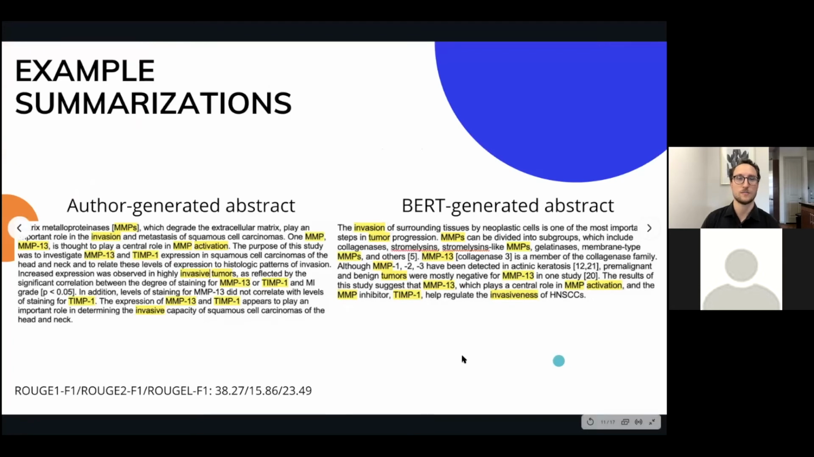So here's an example of a summary that I generated with the BERT model compared to the author-written abstract for that paper. You can see that there are a number of common words and phrases between these 2 abstracts, but they're very much more about the specifics and the results rather than the overall meaning of the paper. And so the ROUGE metrics were pretty good, but not quite within the bounds of the state of the art of the industry.